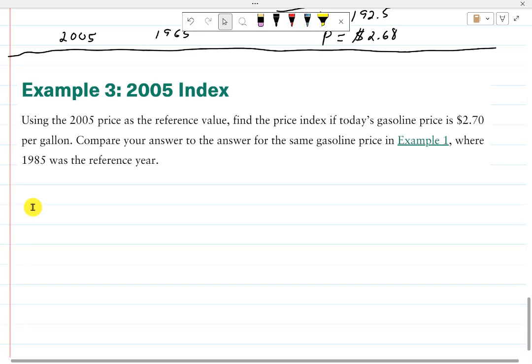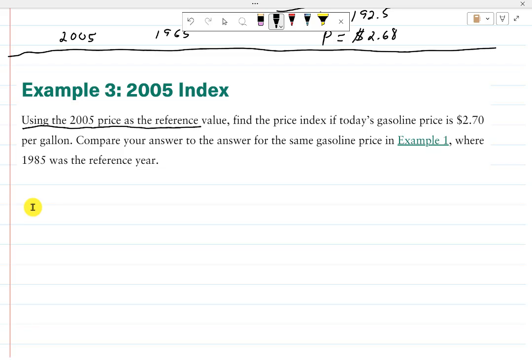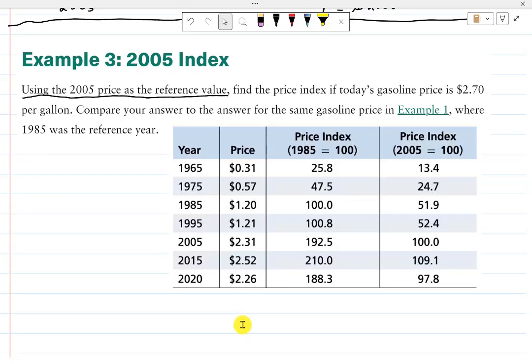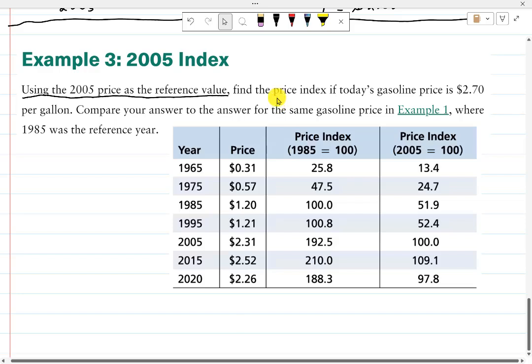This example specifically wants us to use the 2005 price as a reference value. Let me see if I still have that. So this one here is comparing today's with the 2005 price. We have the gasoline price today is $2.70, and then it says use the 2005 price as a reference value. So what do they want us to do here? Find the price index. So that's the key.